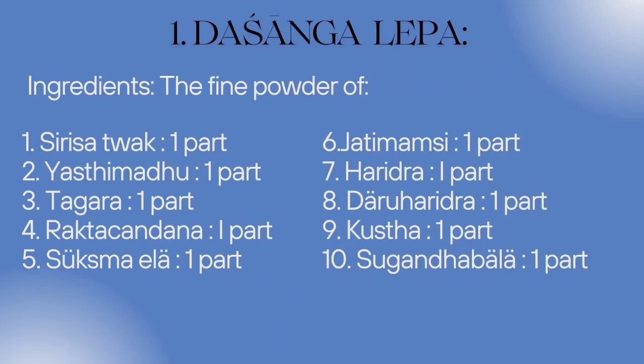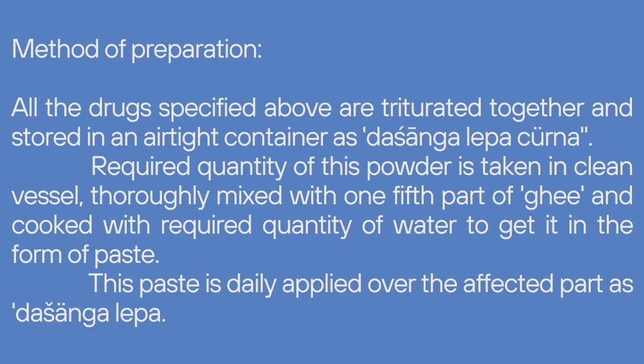Dashanga Lepa ingredients: the fine powder of Sirishatvak 1 part, Ishtimadhu 1 part, Tagara 1 part, Rakta Chandana 1 part, Sukshma Ela 1 part, Jatamamsi 1 part, Haridra 1 part, Daru Haridra 1 part, Kushta 1 part, Sugandha Bala 1 part. Method of preparation: all the drugs specified above are triturated together and stored in an airtight container.